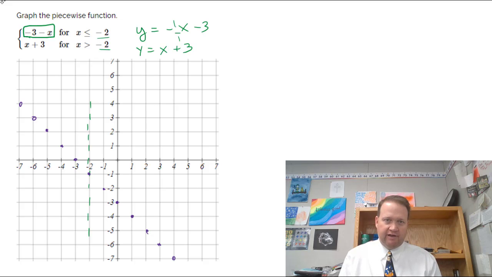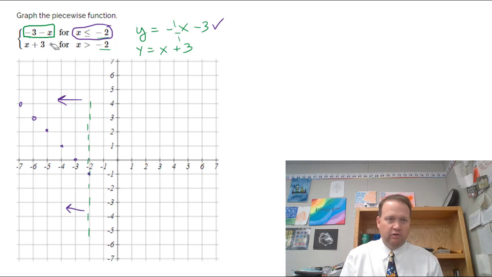And now let's go figure out where that exists. So this is negative x minus 3. That one's graphed. It only exists when x is less than -2. So over on this side of the dotted line, this graph exists, which means these dots that I put down here, I'm going to go ahead and take them away. I don't need them. They don't exist in this piecewise function. They only exist to the left of -2.